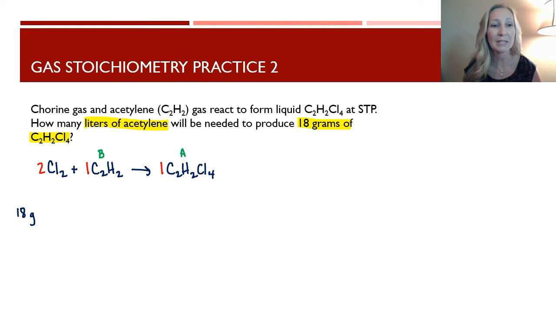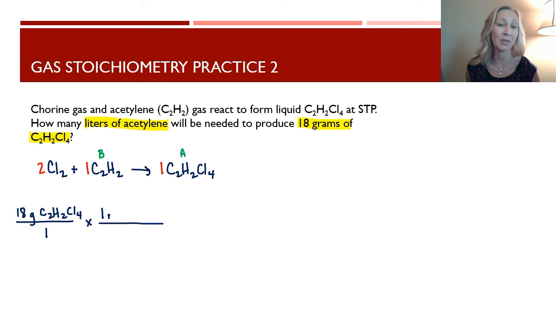I start out with my 18 grams of C2H2Cl4, and the first thing I want to do is figure out how many moles that is. To do that, I have to divide by the molar mass of that compound. So I add up the mass of 4 chlorines, the mass of 2 carbons, and the mass of 2 hydrogens, and I find out that the mass of 1 mole of this C2H2Cl4 is 168 grams. So that's the molar mass of this compound. Now I know how many moles of this compound I have.